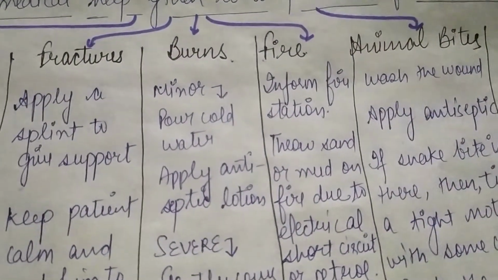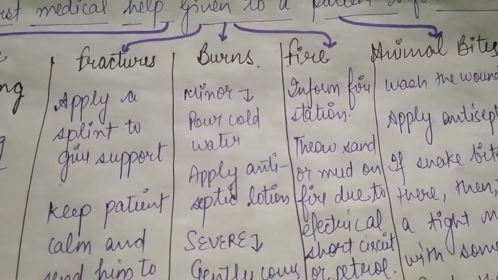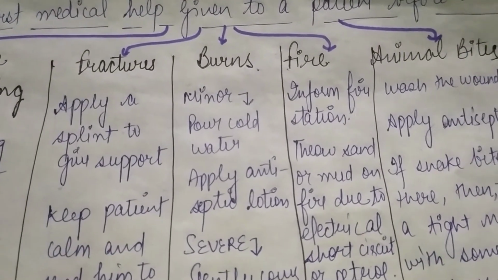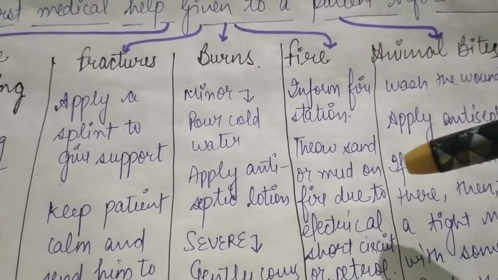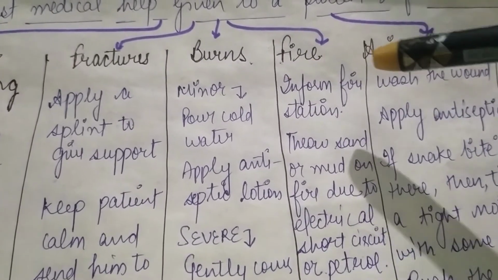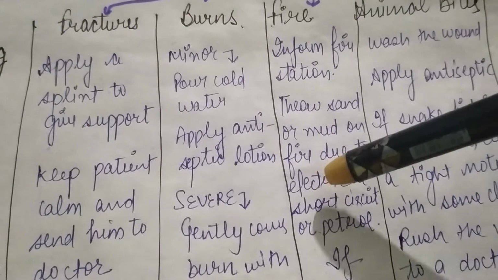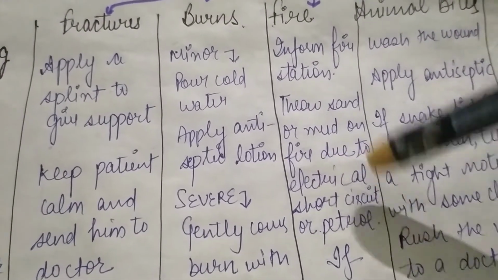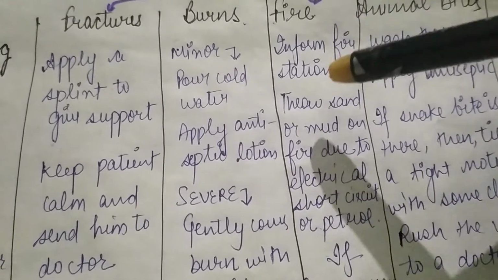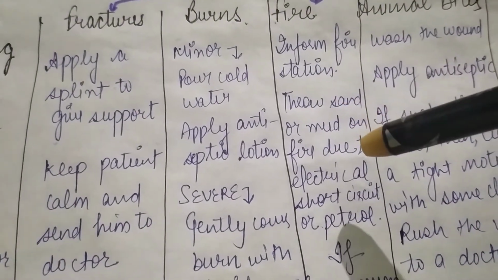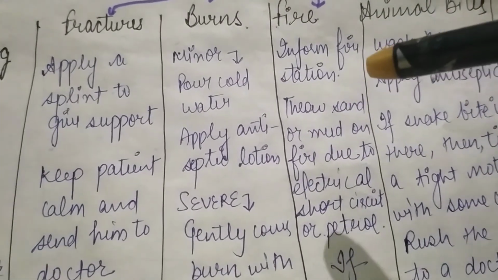Now next is fire. If there is any kind of fire around your home, then the first thing that you should do is inform the nearby fire station. And if the fire is due to any kind of electrical short circuit or due to any kind of petrol or oil, then use sand or mud to stop that fire. Do not throw water on that.